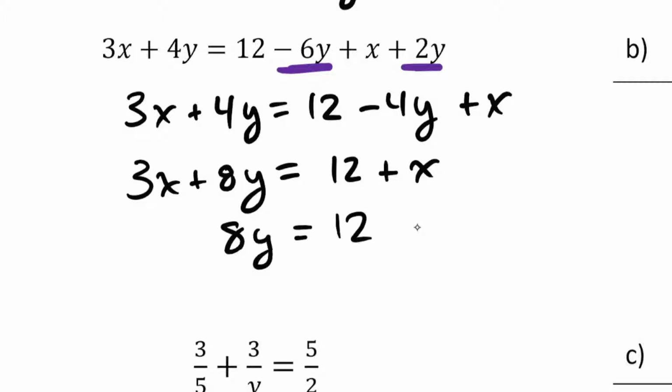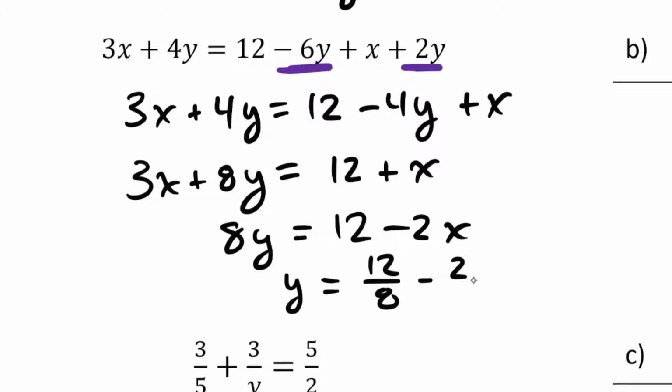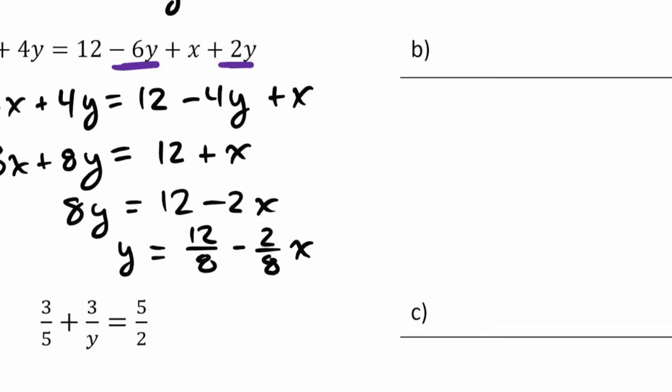Let's see, x minus 3x would be minus 2x. And then as a final step, I need to divide everything by 8. So y equals 12 over 8 minus 2 over 8 times the x. And I'm fine if you leave your answer there. This does reduce. This is a minus 1/4, right?